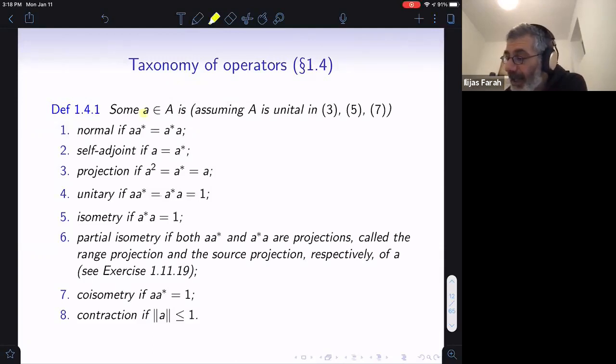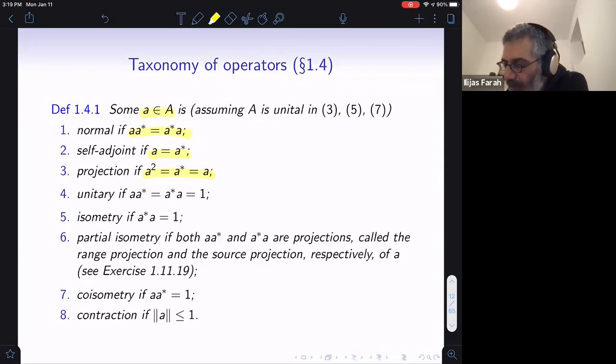So here we have a C-star algebra A, and we have an operator little a in A. We say that it is normal if it commutes with its adjoint. So this is just like in linear algebra. Self-adjoint if it is equal to its adjoint. Now, it is good to think about matrices, right? So example number one of C-star algebras is n by n matrices. Even for 2 by 2 matrices, there are many non-trivial things that one can say. So just think about matrices here. Self-adjoint is the same as a Hermitian matrix and so on. Projection, if a squared equals a star equals a, and so on.